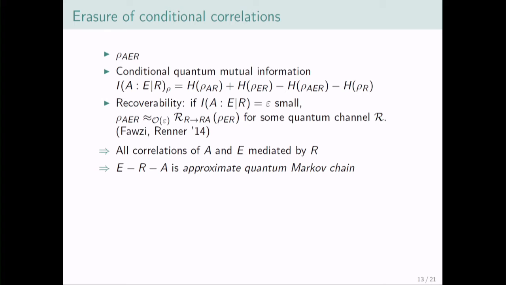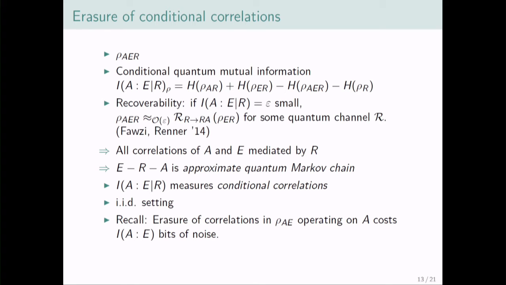And in this case where this recovery is possible, we say that E to R to A is an approximate quantum Markov chain. Yeah, as I said, this is just to conclude that this quantum conditional mutual information measures conditional correlations in this very precise sense.